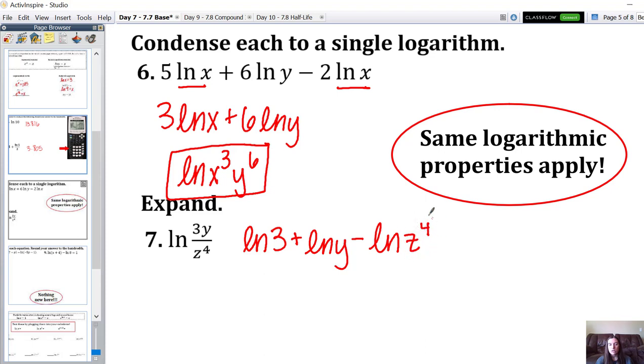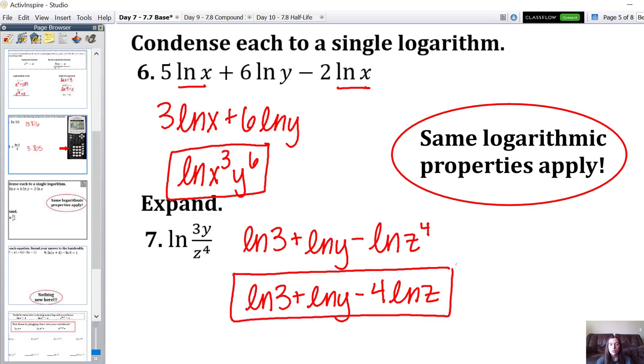Now this last term is the only one that has an exponent, so I'm going to move that 4 to the front, leaving me with the natural log of 3 plus the natural log of y minus 4 times the natural log of z, and that is as much as we can expand that.